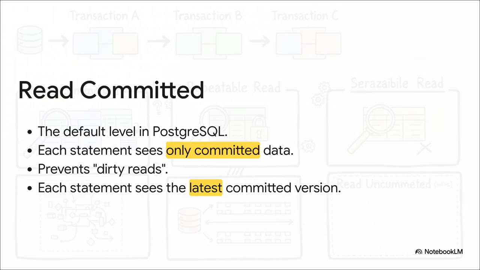Okay, so read committed is the default for a good reason. It's fast, and it gives you one huge guarantee: you'll never see dirty data. That means you won't see changes from some other transaction that hasn't been officially saved yet. But here is the key, the absolute most important thing to get. Each individual statement in your transaction gets its own brand new snapshot of the database. It sees the world as it was the microsecond that one query kicked off.